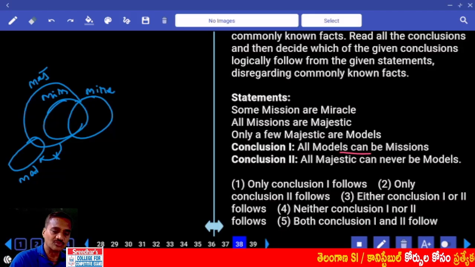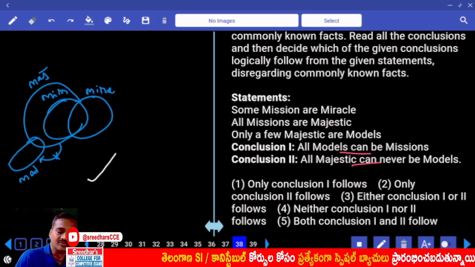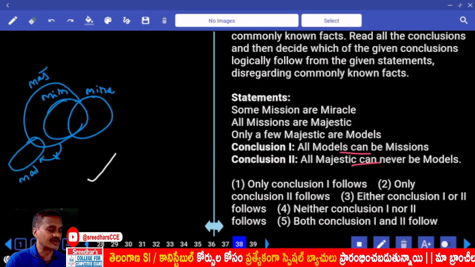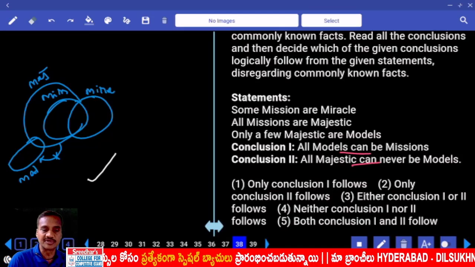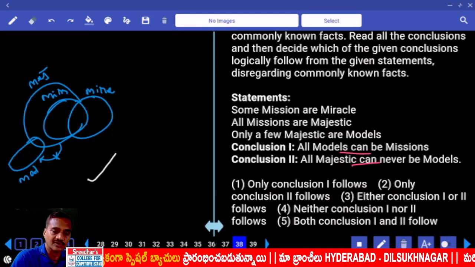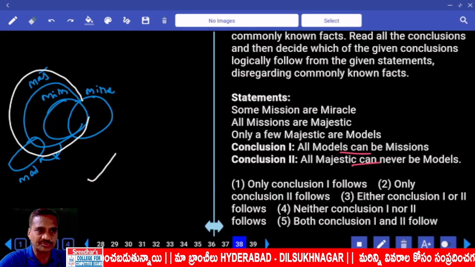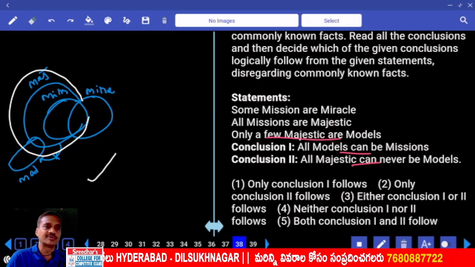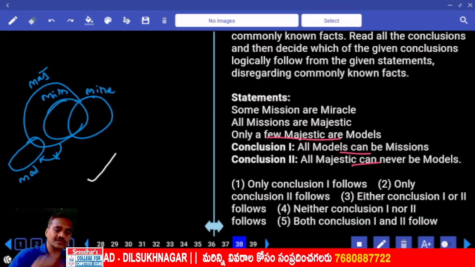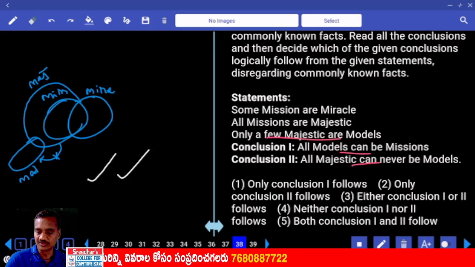Now tell me whether this model can be like this or not. Possible. All majestic can never be models. This entire majestic cannot be a part of models. Now we need to check whether the entire majestic can be a part of model or not. Why is it not possible? Because only a few majestic are model, but not all. Hence it is not possible. Then both choice 1 and 2 are fine.